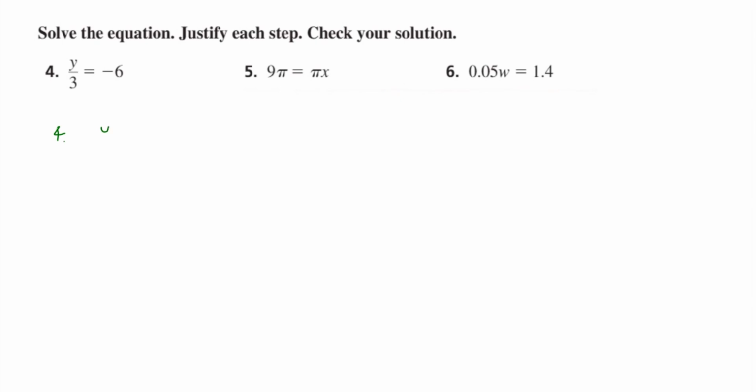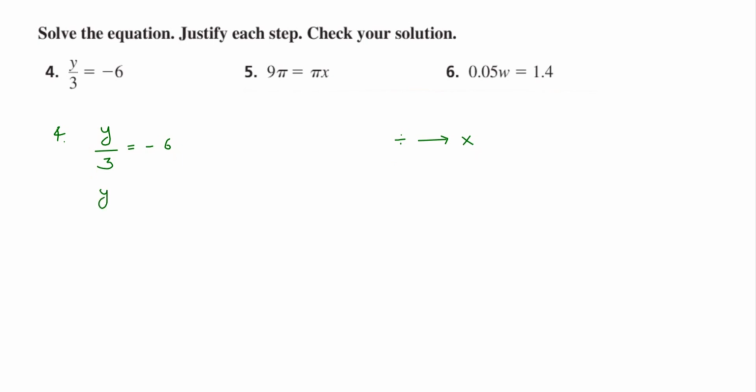We have y divided by 3 equals minus 6. Here we have to find the y value. We don't want 3 in the denominator, so our aim is to eliminate 3 from the denominator. How can we do it? Remember, division's inverse operation is multiplication. That means multiplication undoes division. To remove 3 from the denominator, I have to multiply both sides of this equation by 3.